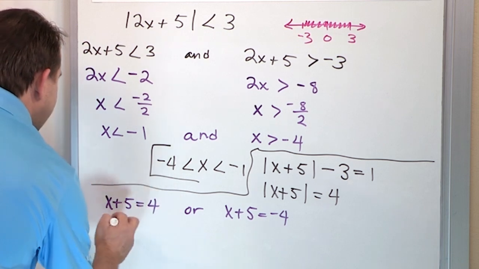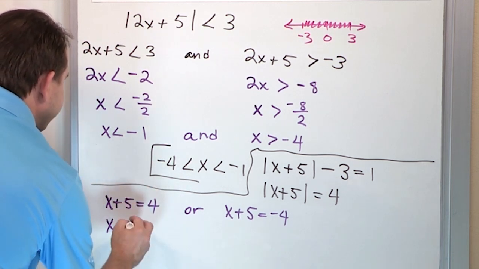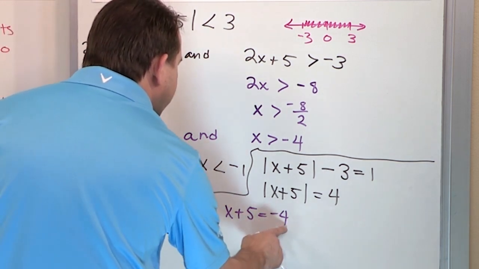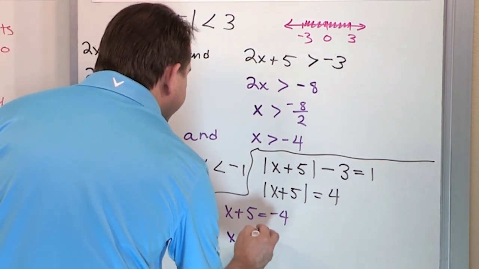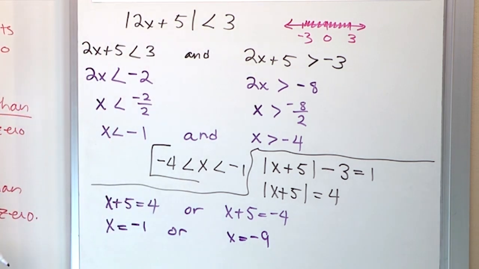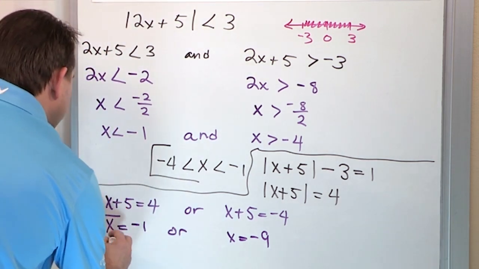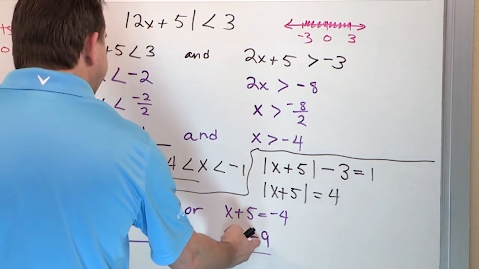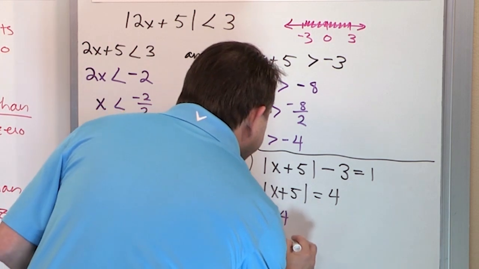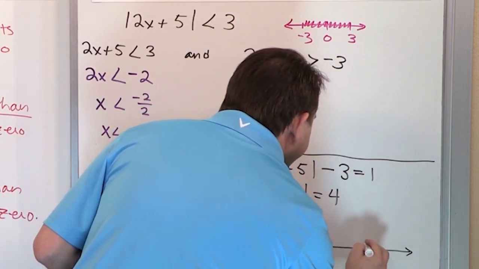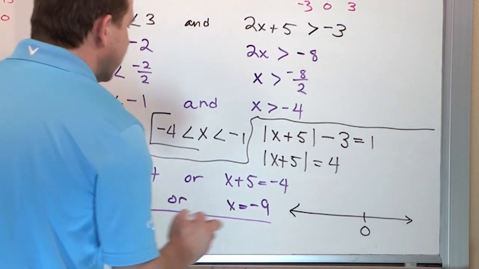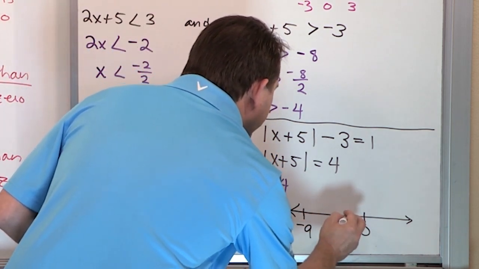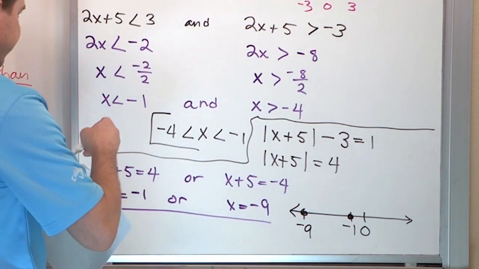So when I subtract 5, 4 minus 5 is negative 1, or when I subtract 5 here, you'll get negative 9. So the answers I get are negative 1 or negative 9. This is what you would circle on your exam. To plot something like that, you would just go to negative 9. I have 0, this could be negative 1, way over here would be negative 9, and you just have two dots, one right here and one right here, and those are your two answers.